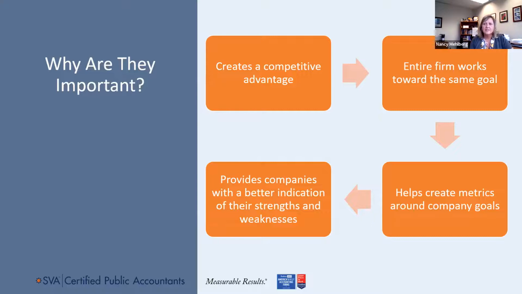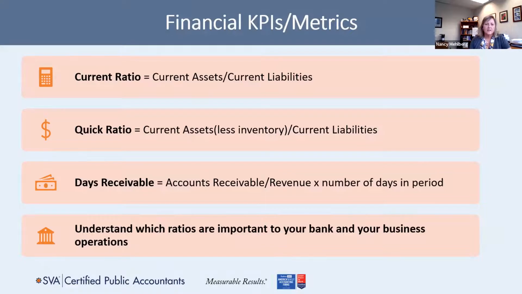So some examples of some financial KPIs, and I'm sure that a lot of people have seen these. And again, there are so many of them. You really have to figure out which ones are important for your company to track. You have a current ratio, there's a quick ratio. These are very easy to calculate. Current ratio is really just current assets divided by current liabilities. And then there are indicators on what is a good current ratio, what is considered a good quick ratio.